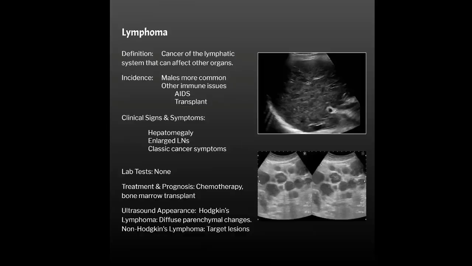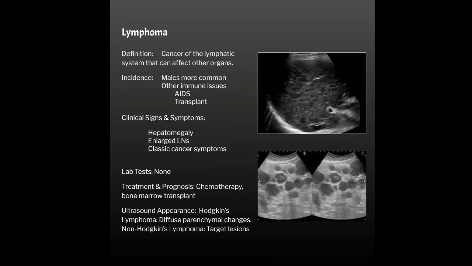And then lastly, we have lymphoma. Lymphoma is a cancer of the lymphatic system that can affect other organs. Lymphoma will be touched on pretty much for every organ system that we talk about. How does lymphoma affect the liver, the spleen, the kidneys, all of it? And so for the liver, lymphoma is more commonly going to be affecting males, and typically there are some other immune issues present, maybe AIDS or a transplant. When lymphoma affects the liver, we're going to see hepatomegaly. We're going to see enlarged lymph nodes around the portohepatis, and then the patient's also going to have those classic cancer symptoms.